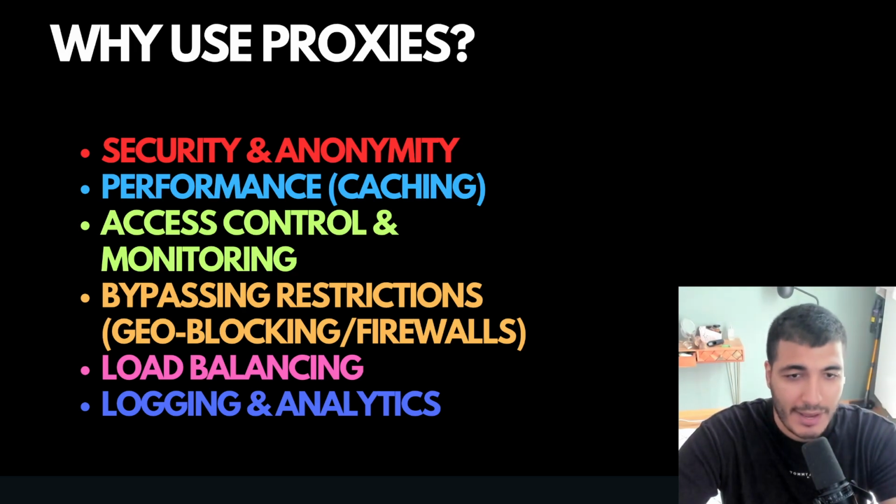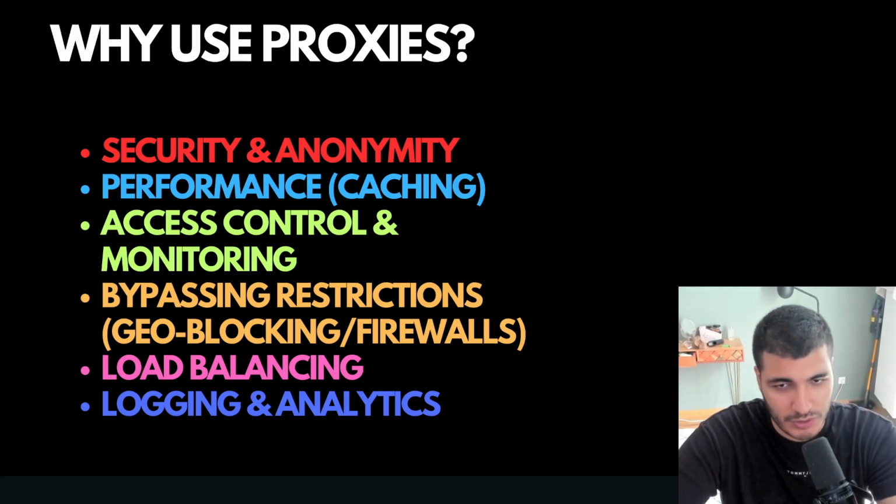Number three, access control and monitoring. Companies can use proxies to control and monitor employee internet usage, for example, enforcing policies or logging web activity for auditing purposes. Number four, bypassing restrictions. By routing traffic through a proxy server located in a different geographic region, users can sometimes bypass geographic restrictions on content or get around local network firewalls.